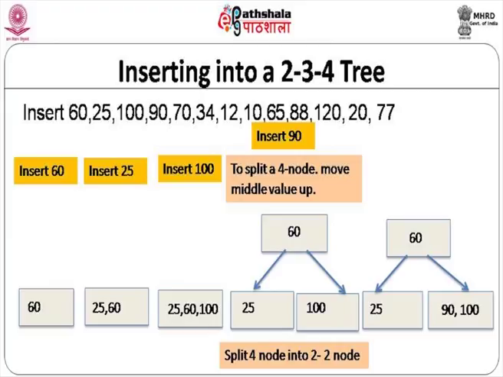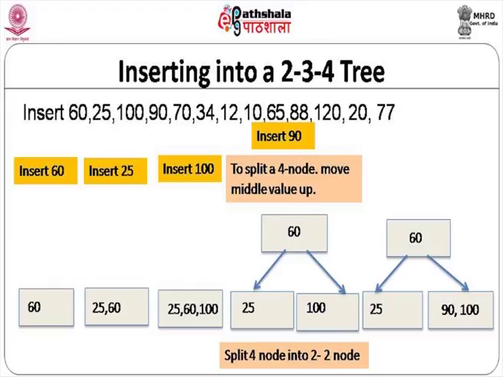As soon as you see that 4 node, you are not waiting for the insertion to happen. It has not violated anything, it is a 3 value node, but as soon as you see a 4 node, you do a split. How do you do a split? To split a 4 node, you just move the middle value up, splitting the 4 node into 2 nodes. So, this is what happens.